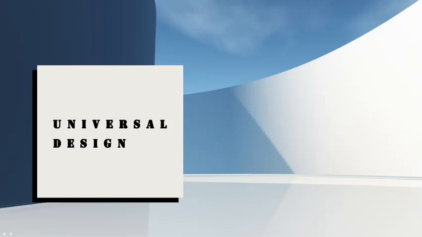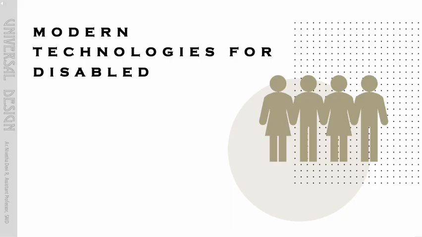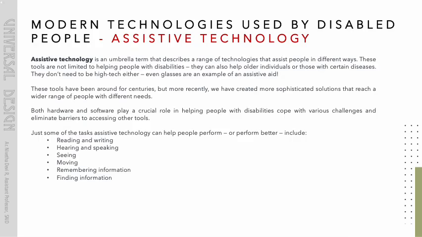Universal Design. Chapter 4. Modern Technologies for Disabled. Assistive technology is an umbrella term that describes a range of technologies that assist people in different ways. These tools are not limited to helping people with disabilities, they can also help older individuals or those with certain diseases. They don't need to be high-tech either, even glasses are an example of an assistive aid.